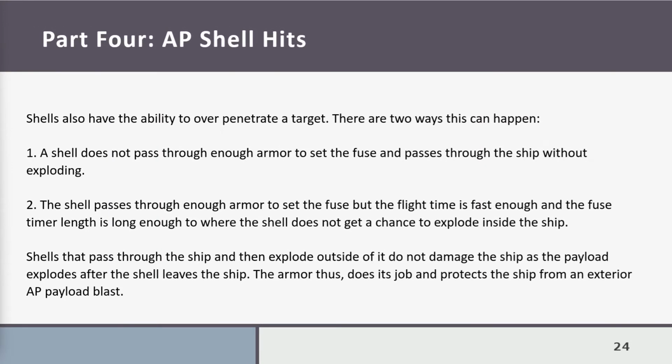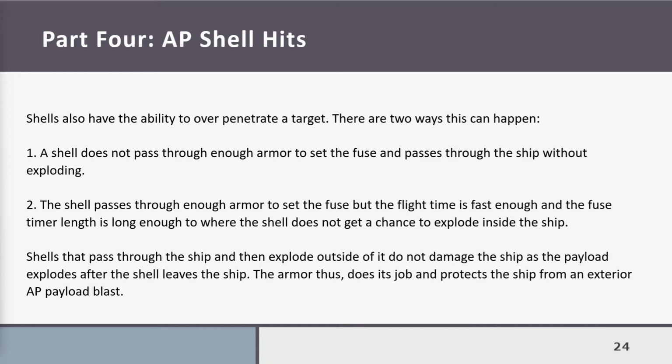So, over-penetrating a target. There are two ways this can happen for an AP shell. Either the shell does not pass through enough armor to set the fuse and passes through the ship without exploding, or the shell passes through enough armor to set the fuse, but the flight time is so fast and the fuse timer is long enough that the shell does not get a chance to explode inside the ship, because it still has penetration value and just flies right outside the ship.